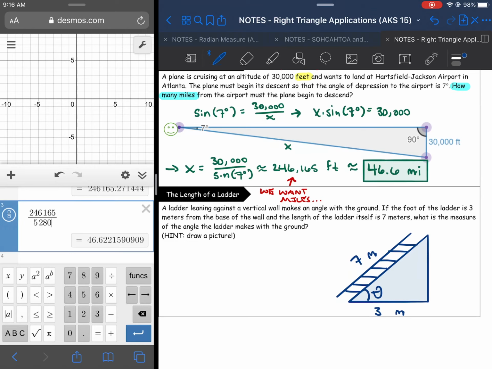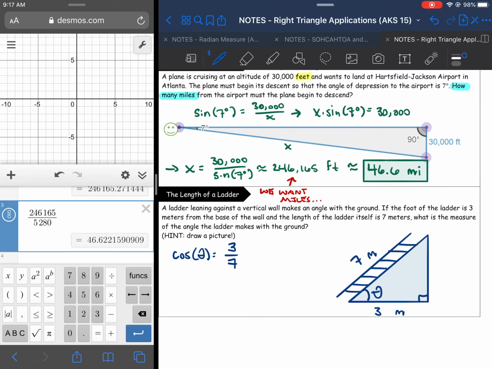So relative to the angle theta, we have the adjacent leg and we have the hypotenuse. And we know we have the hypotenuse because this is our 90-degree angle right here, and 7 is across from the 90-degree angle. So this tells me that we want to take the cosine of theta. So the cosine of theta is equal to the adjacent leg, which is 3, divided by the hypotenuse, which is 7.